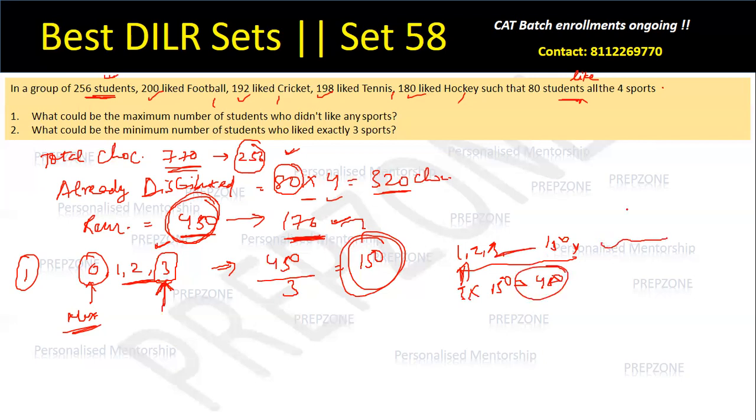और जो लेफ्ट ओवर है 176 minus 150, 26 students maximum ऐसे हो सकते हैं who will not have any chocolate. So what would be the maximum number of students who did not like any sports? It is nothing but 176 minus 150, which is 26.